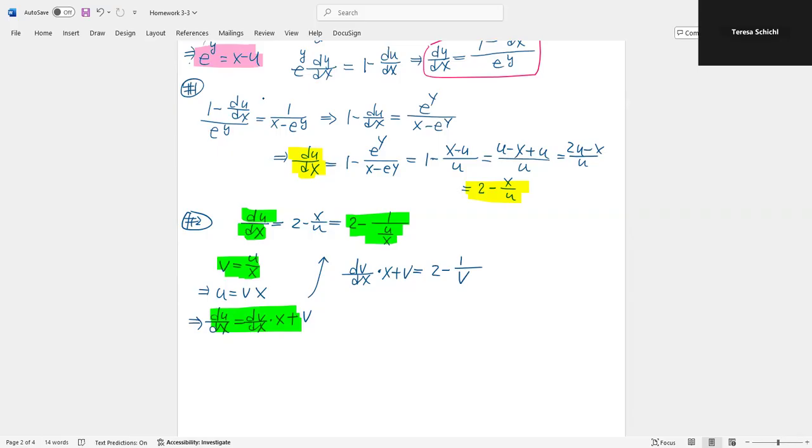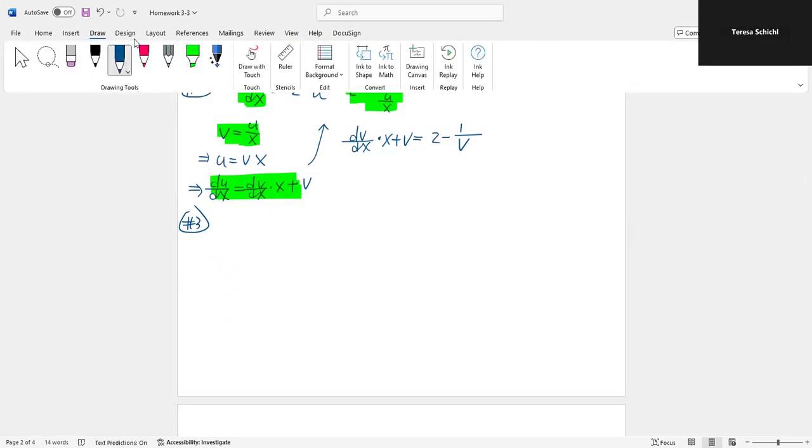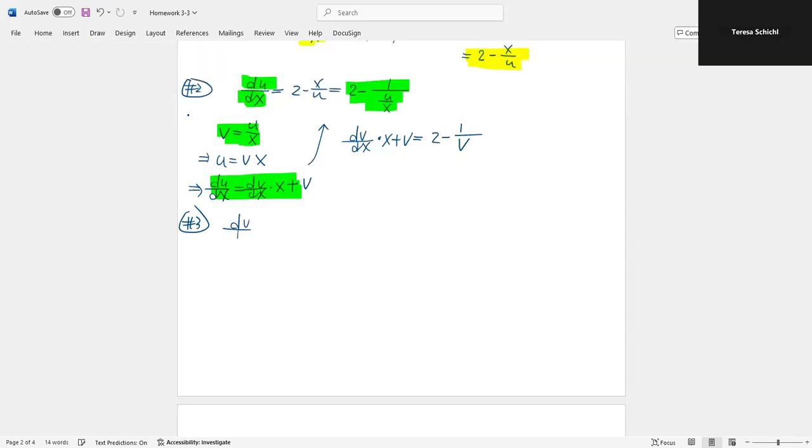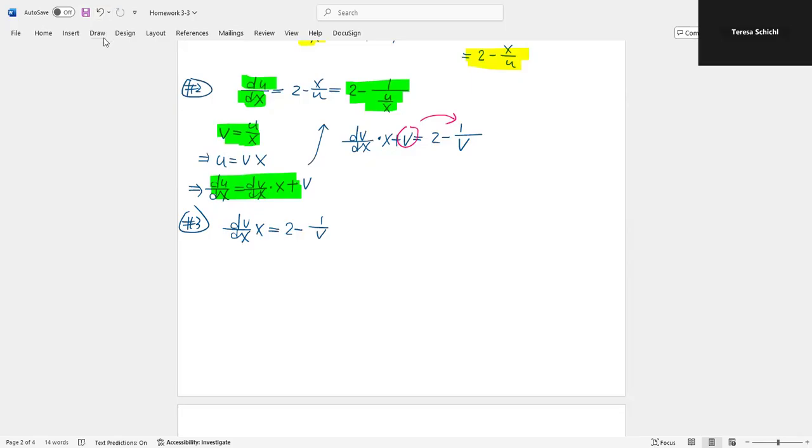Now I can put everything for the v on one side here. Let me go to number 3. Give it some space here. This is dv. Just do one step at a time. So I have dv/dx times x is equal to 2 minus 1 over v, and I'm going to move this v to the right-hand side.